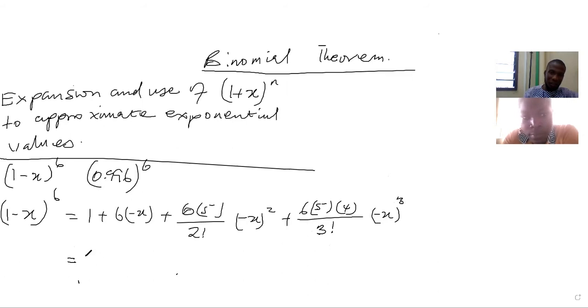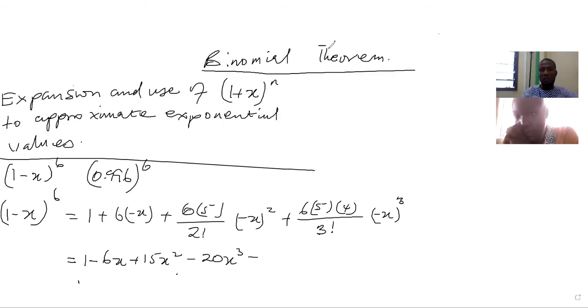So using your calculator, this gives 1 minus 6x plus 15x squared minus 20x cubed. Maybe the dots are not even needed, because we just want it out to the fourth term. So that is okay for us to continue with our calculation.